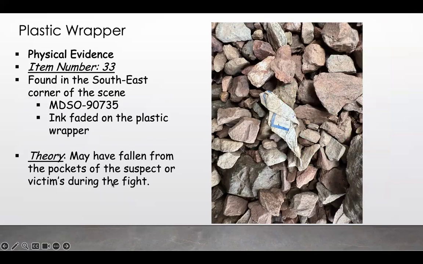Next, we have a plastic wrapper. This was found in the southeast corner of the scene next to one of the pillars. The ink faded on the plastic wrapper. It's super crumpled, small, dusty, and looks pretty old. Our theory is that it may have fallen from the pocket of a suspect or victim during the fight. This was hard to identify with the naked eye because it was so small. It was located more on the pebbly rocks than on the boulder rocks in the middle of the crime scene.